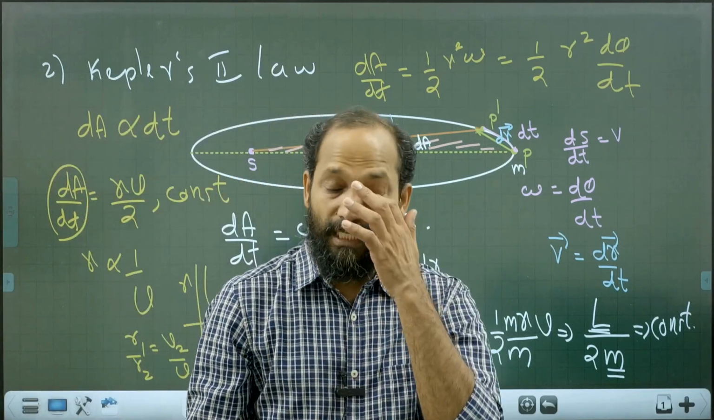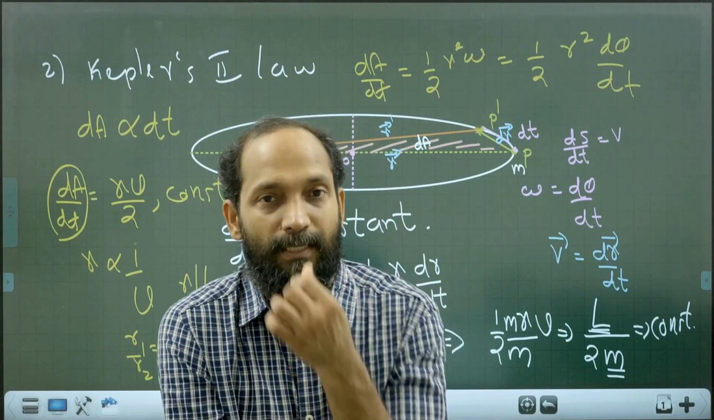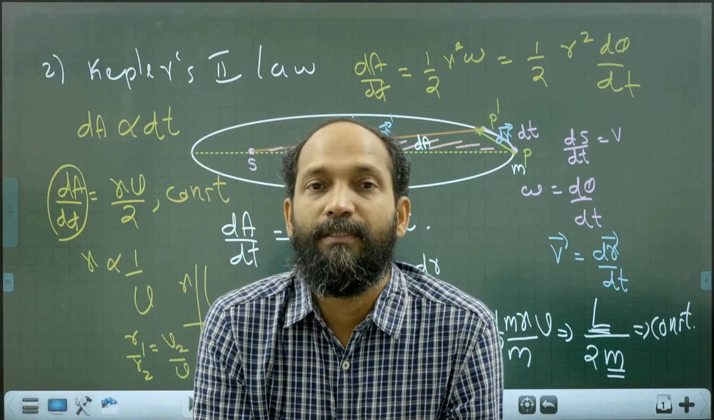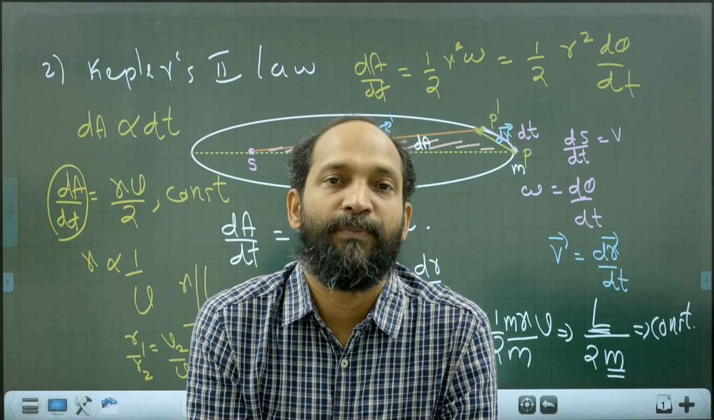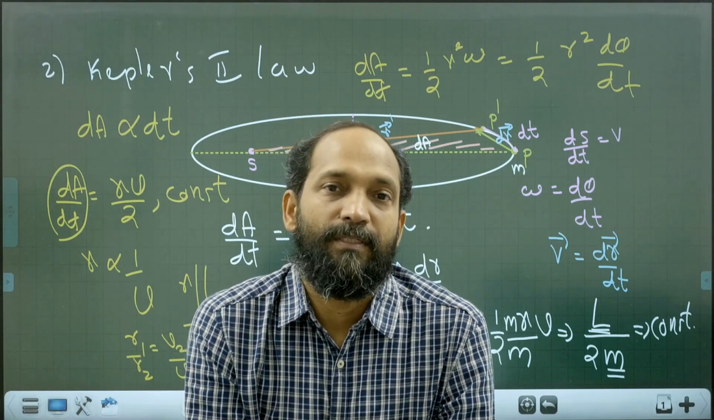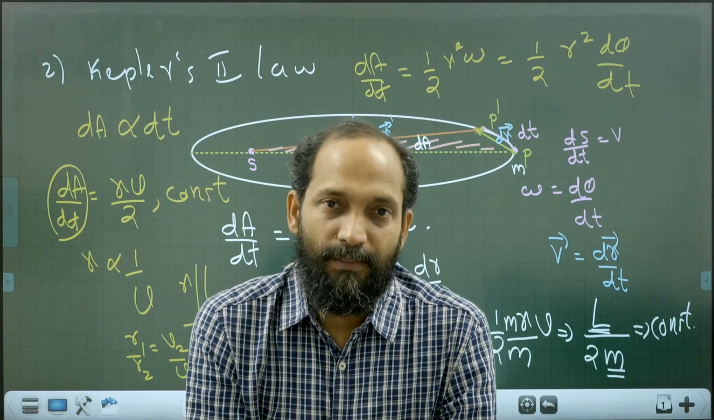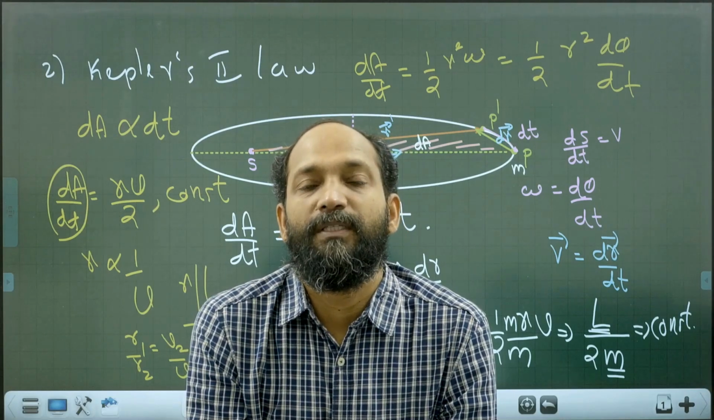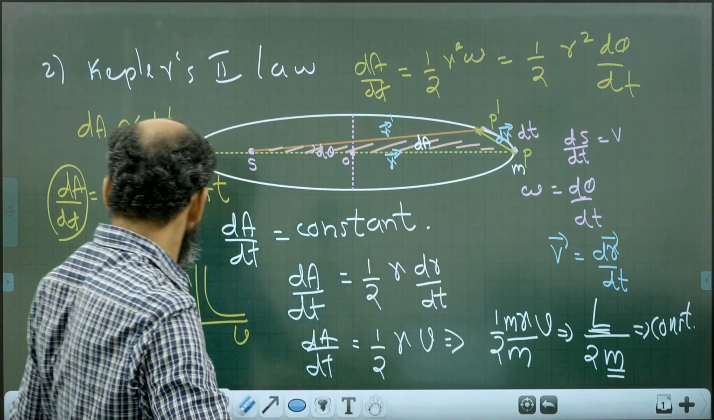So Kepler's second law is the natural outcome of conservation of angular momentum, and it leads to consistency of areal velocity. So a planet's radius vector sweeps out equal areas in equal time intervals. That is Kepler's second law.